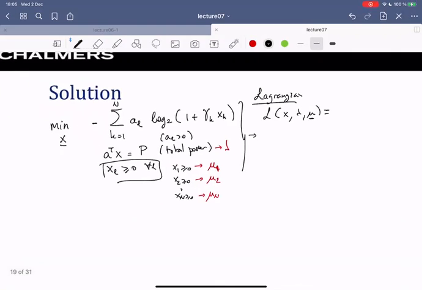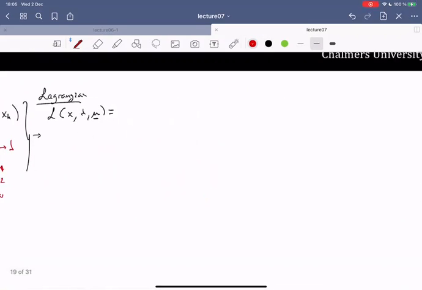I'm sorry for that, but it's more compatible with the next slides. Let's first make life a bit easier. Let's replace this log2 with a log. It doesn't change the solution. So that makes life a little bit easier. Now the Lagrangian is just the objective function, negative sum of a_k log(1 + x_k gamma_k), plus lambda times (a transpose x minus p), minus sum k from 1 to n of mu_k x_k.